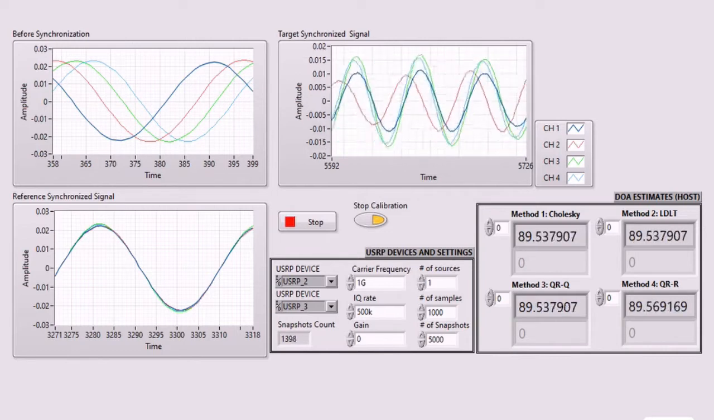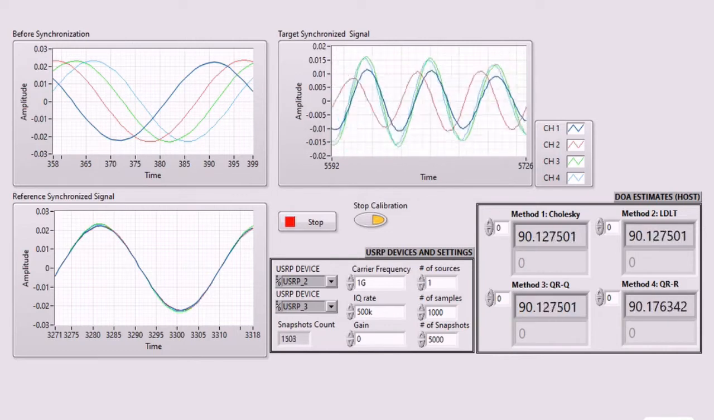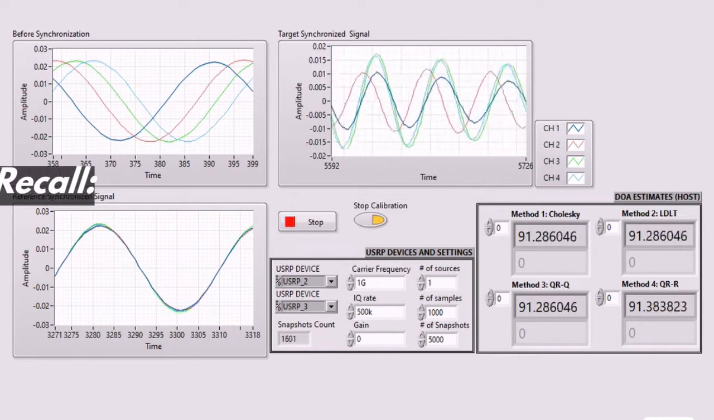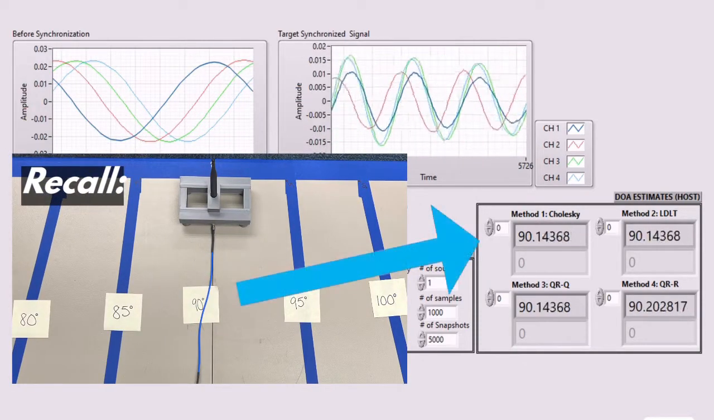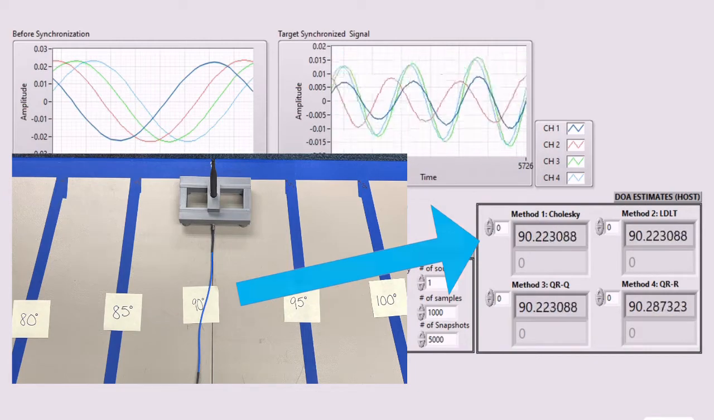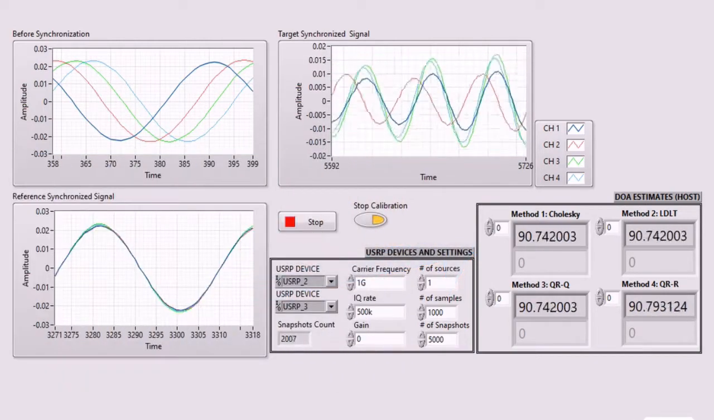On the right-hand side, you can see our 4 mathematical models for performing direction of arrival estimation. As you can recall from earlier, our transmitting signal is located at 90 degrees, so we are effectively DOA estimating at this point.